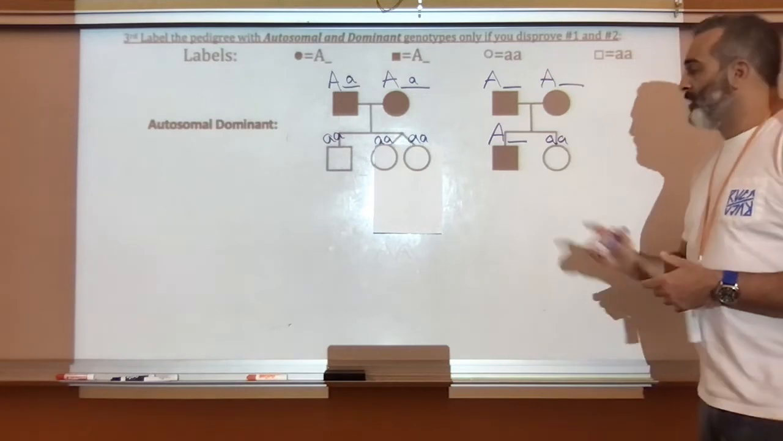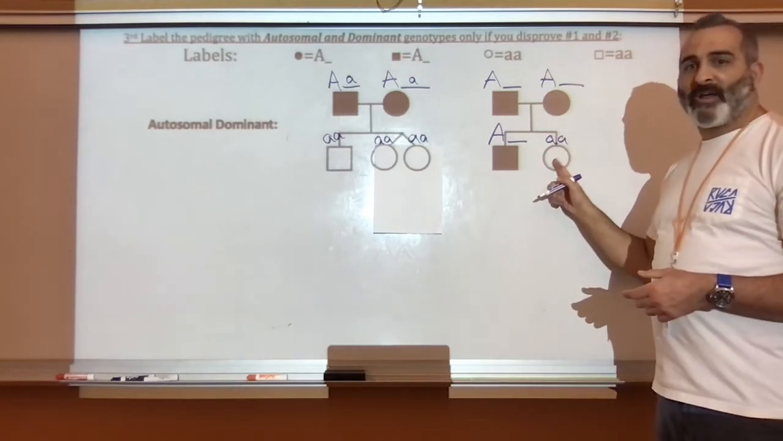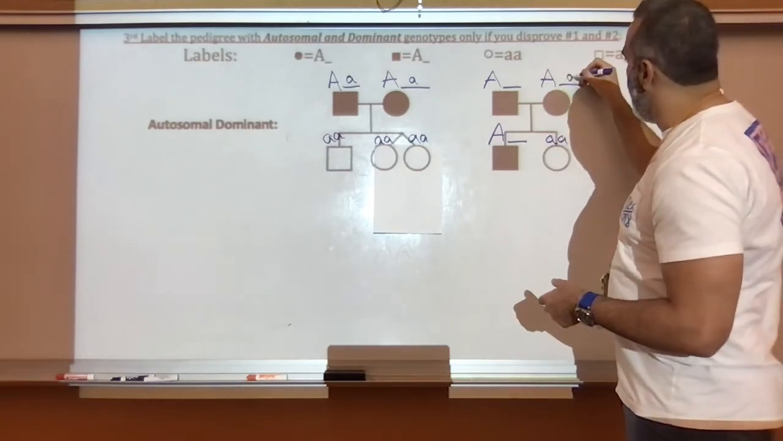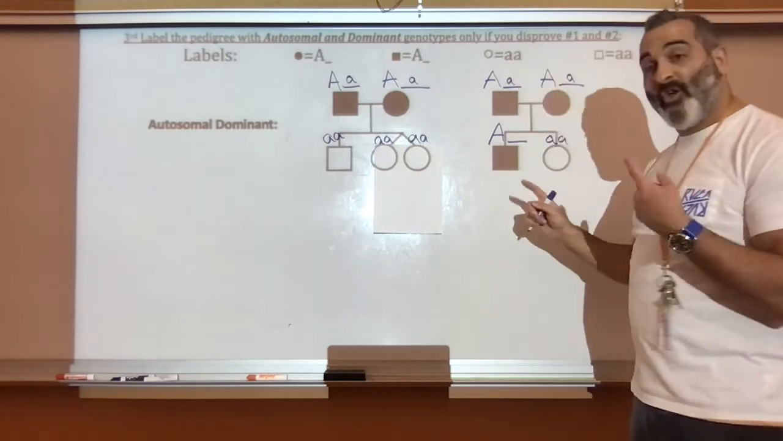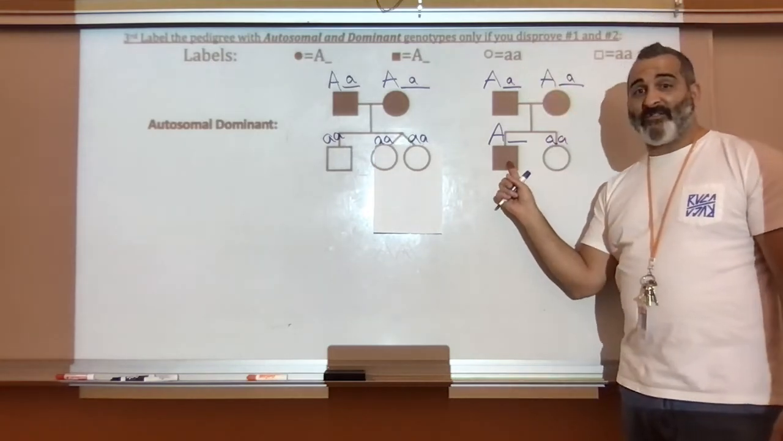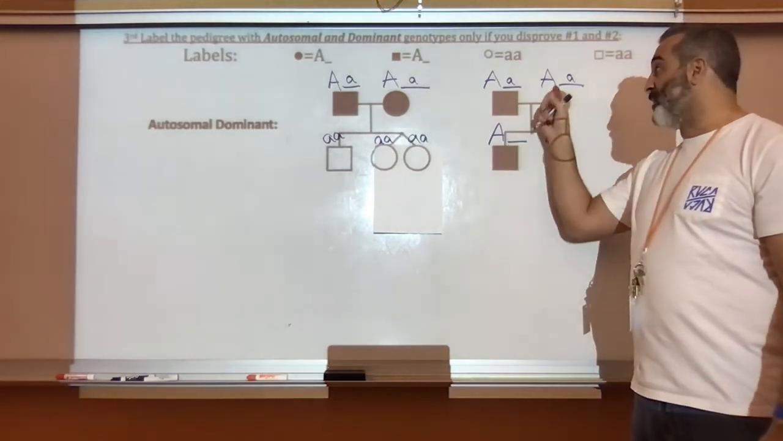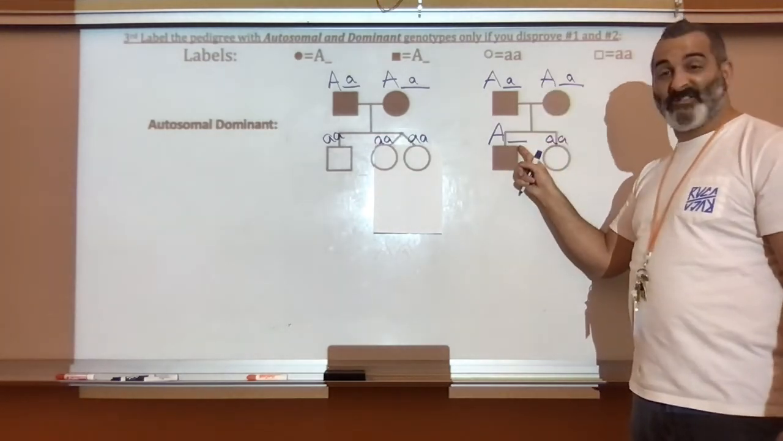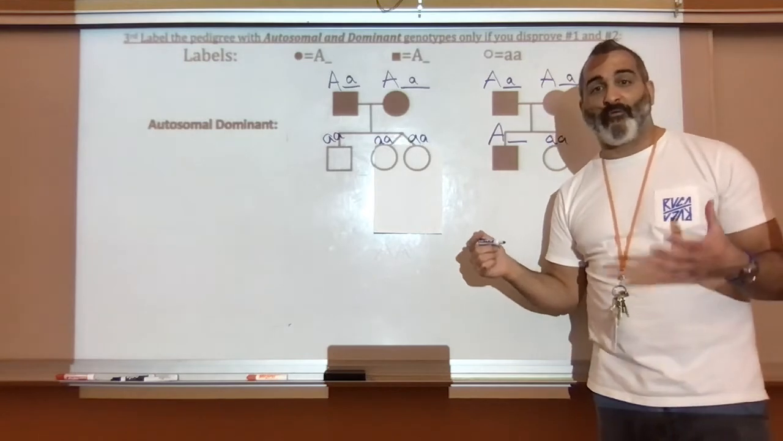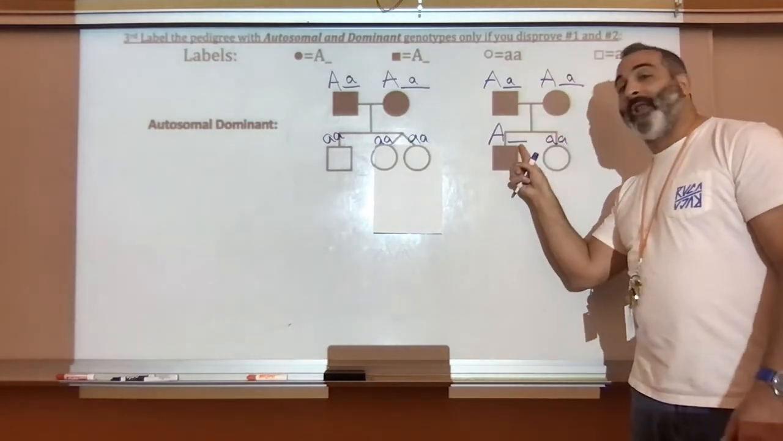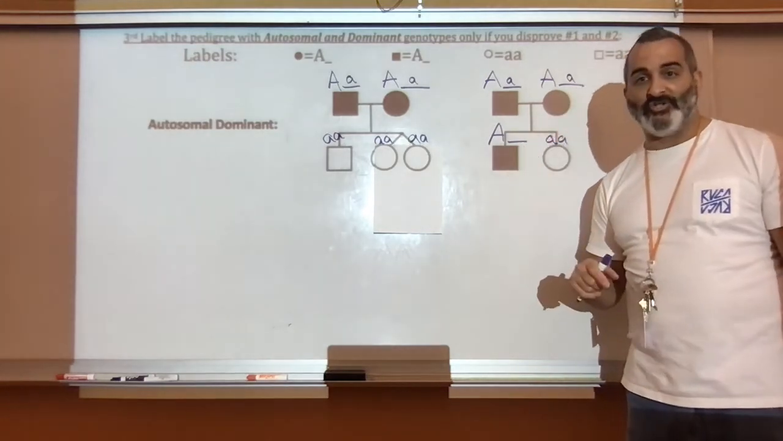Over here, this daughter has lowercase a's. One came from mom, one came from dad. But look right here, this son of theirs has a blank. That blank could be capital A, that blank could be lowercase a. It could be either one. We don't know for certain, so you're going to leave that one blank. You do not know their exact genotype.